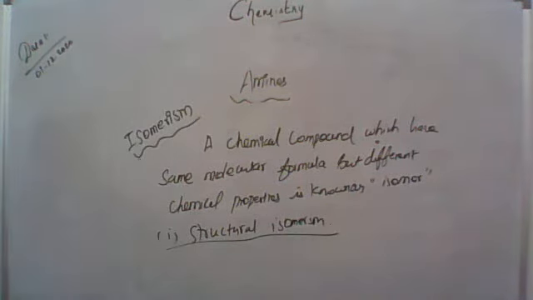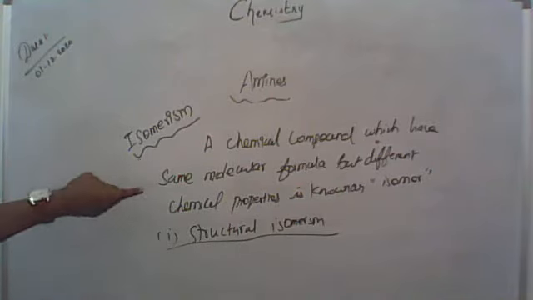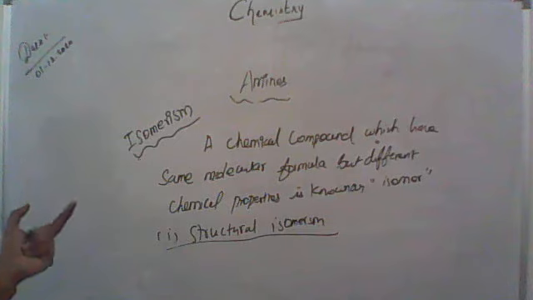Okay. So what is structural isomerism? A chemical compound which has the same molecular formula but a different structural formula is known as structural isomerism. அதாவது ஒரு chemical compound which have the same molecular formula வந்து same ஆ இருக்கும், but they are structurally different. Okay வா, structurally different இருந்தா அது என்ன structural isomerism சொல்லுவோம்.